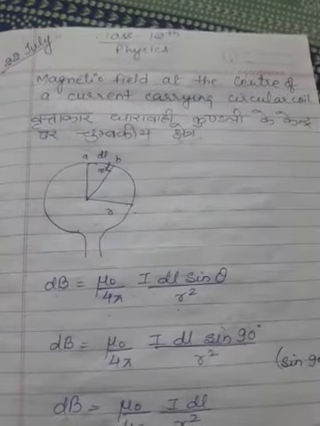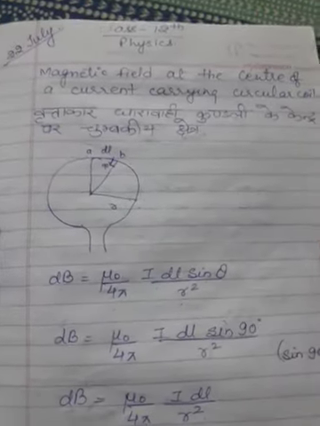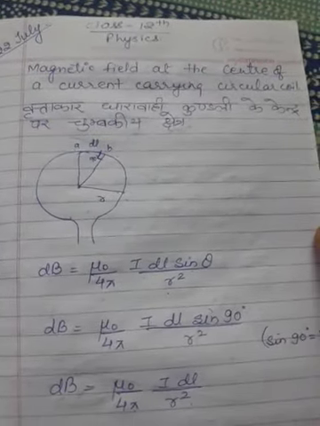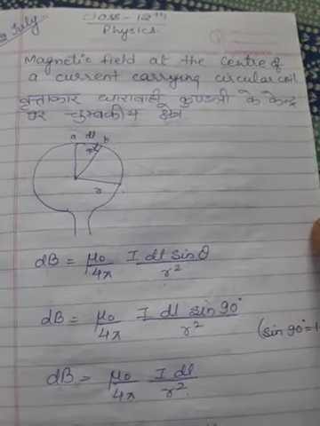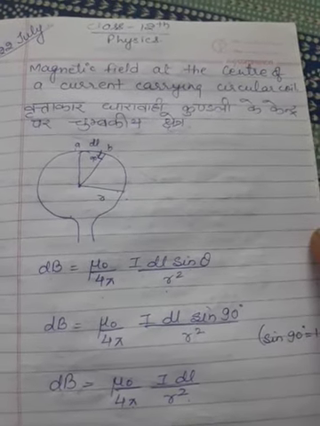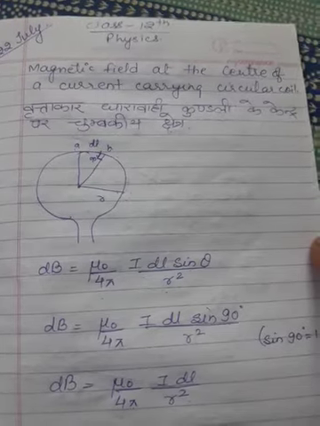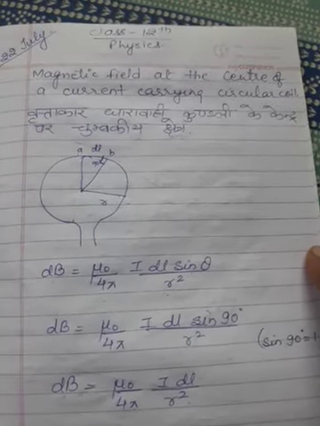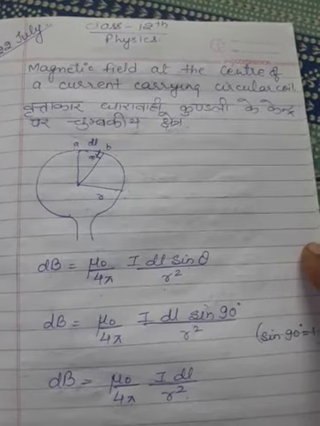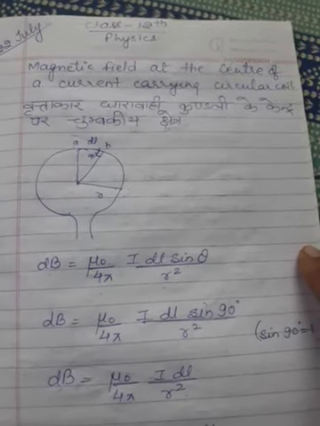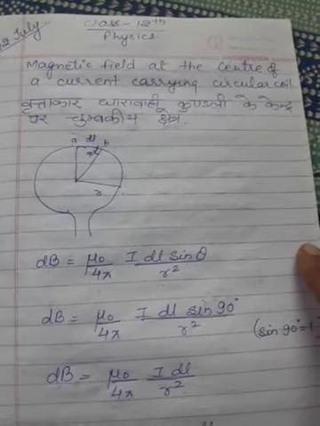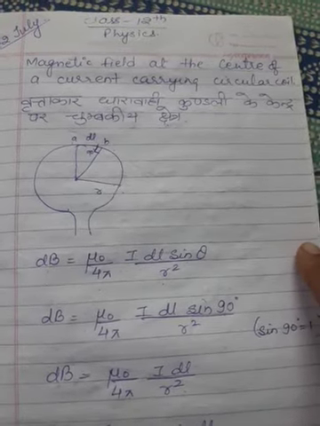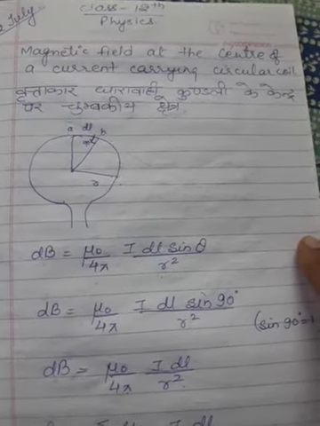Yesterday in our class, we had discussed the Biot-Savart law relation for a straight line current carrying wire. Today, we are going to discuss two types of magnetic field in which two different shapes and conditions are there. First, we are talking about the magnetic field at the center of a current carrying circular coil.